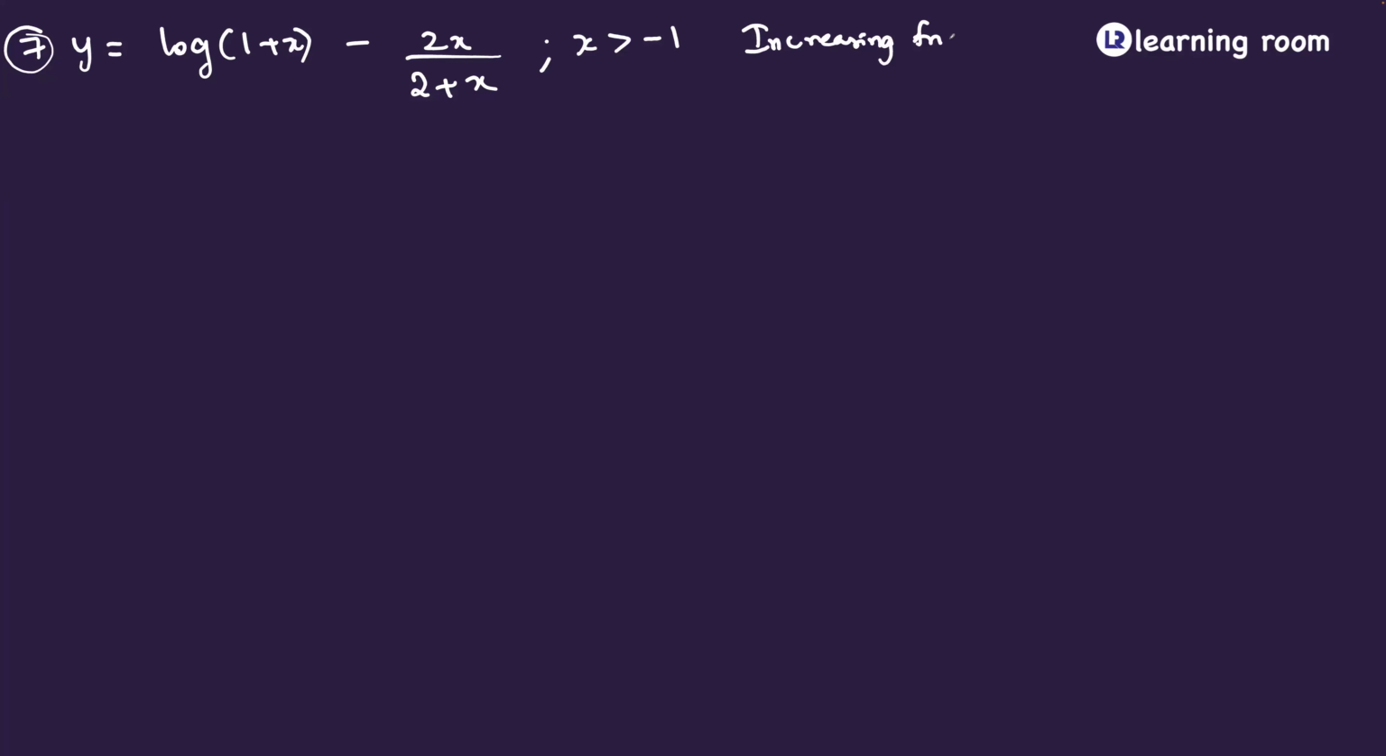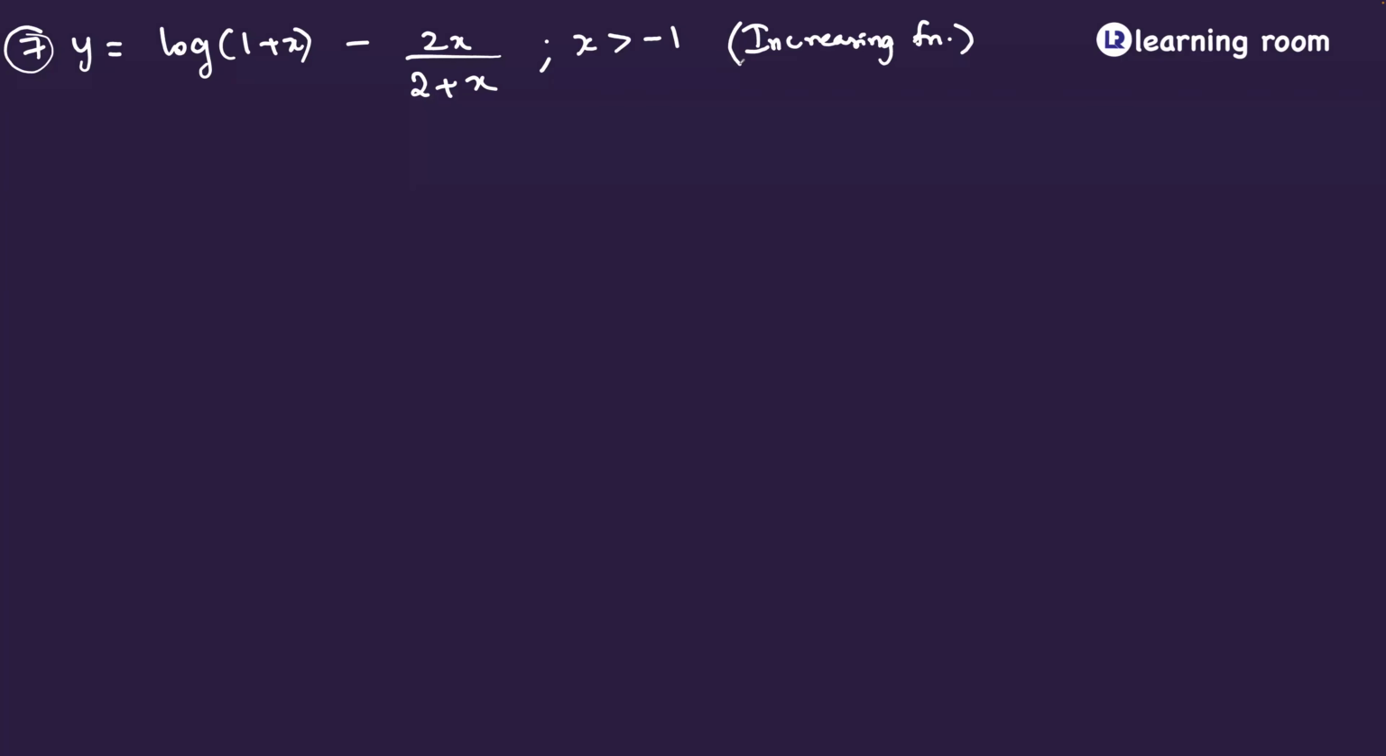See, look at the 7th one. It is a good problem. Show that y is equal to, I want you all to concentrate, y is equal to log of (1 plus x) minus 2x divided by (2 plus x), where x is greater than minus 1, is an increasing function. It is always an increasing function. When I say always increasing function, it is always increasing in the domain of it.